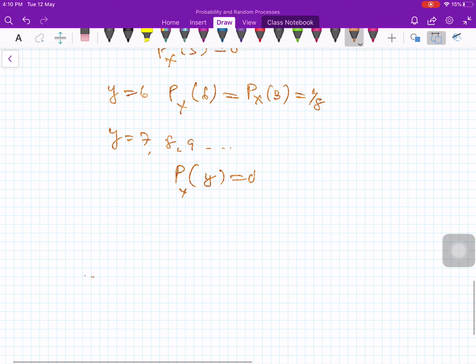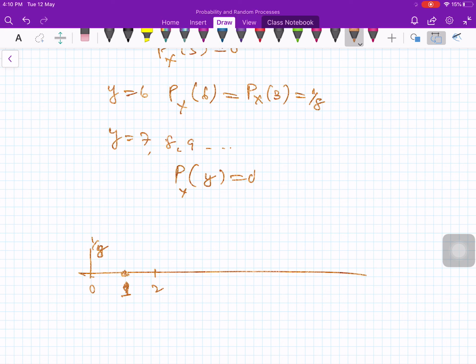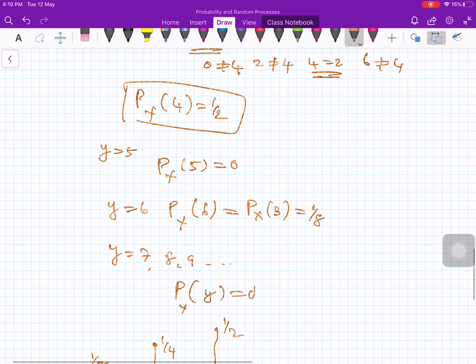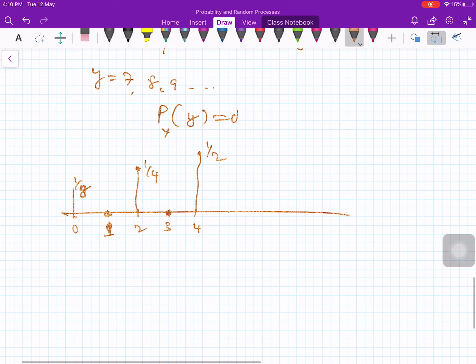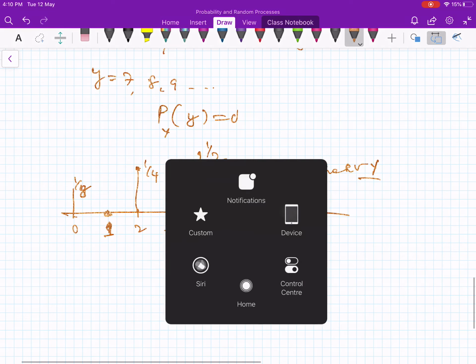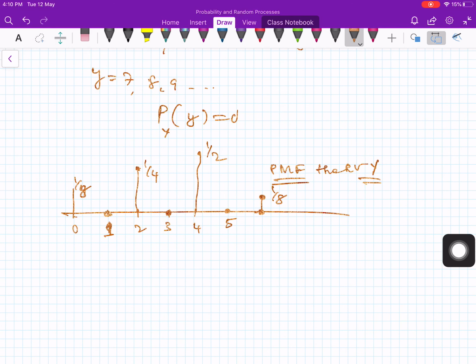Now if you draw the figure, the probability mass function for this: for 0, yes, you have 1/4, 1/8. For 1, 0. For 2, yes, you have 1/4. For 3, 0. For 4, it is 1/2, py of 4 equal to 1/2. Then for 5, it is 0. For 6, it is 1/8. So this is the probability mass function of the random variable y. In this way we can calculate.